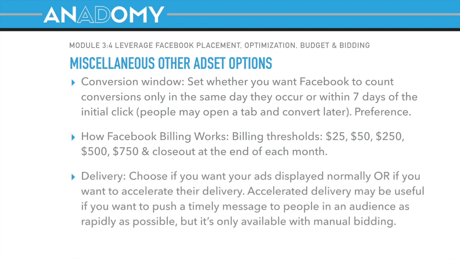Facebook will allow you to choose if you want your ads to be displayed normally or if you want to accelerate your delivery. Accelerated delivery may be useful if you want to push out a timely message to people in an audience as rapidly as possible, but it's only available when you choose manual bidding.